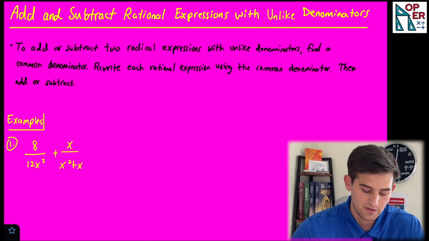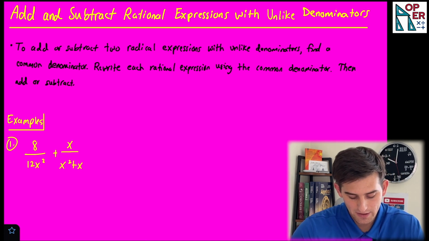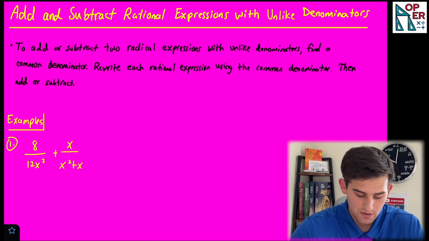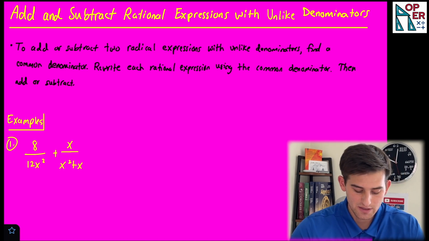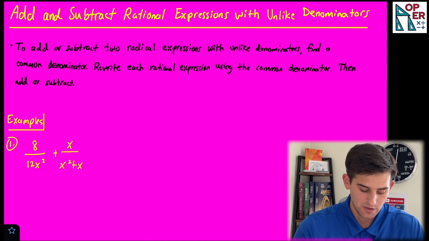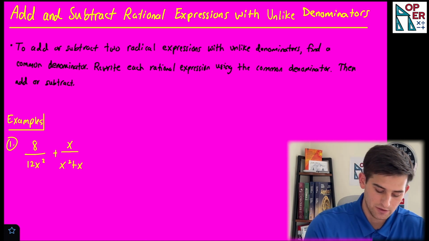The first way, if we think about having a common denominator, if we look at example number 1, notice that we have a denominator of 12x squared and x squared plus x. So the first method that we could use is essentially, notice that we have 8 in the numerator on the left side. So we could multiply 8 by the opposite denominator, so it would look like this.